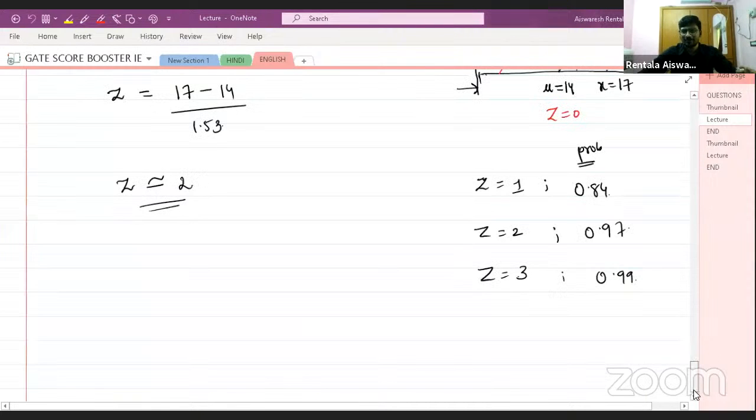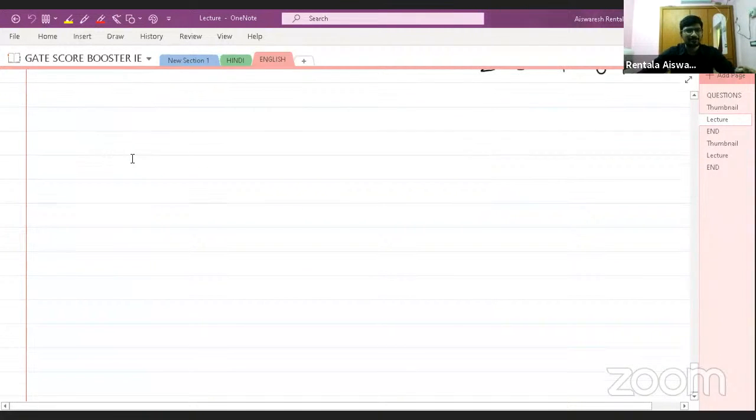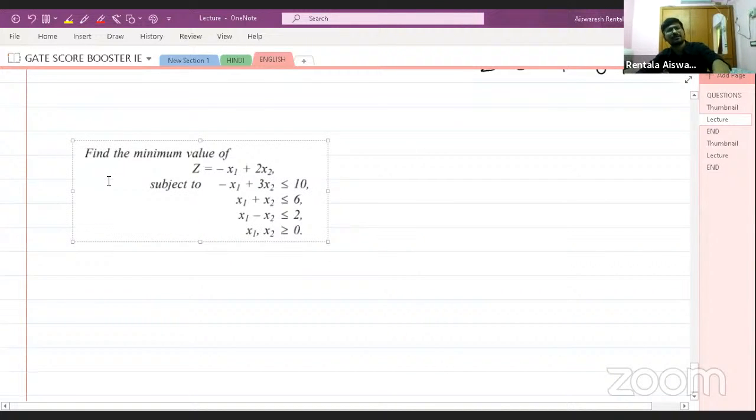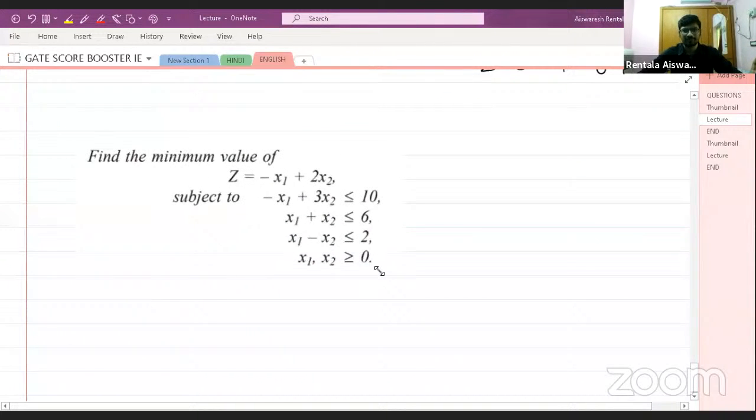So let me tell you the important topics of this particular chapter, linear programming. In linear programming, the graphical method is very, very important. Most of the time you can expect questions from the graphical method, types of solutions, or simply they will be asking maximum value and minimum value. The graphical method is very important.